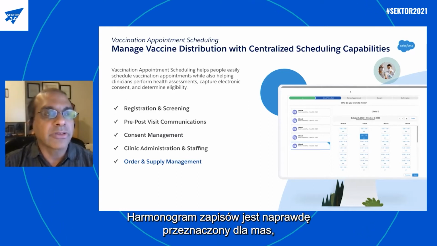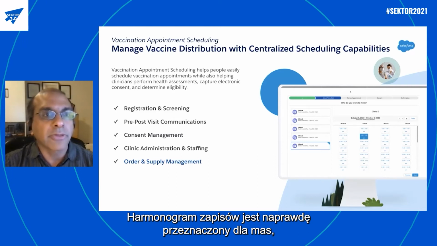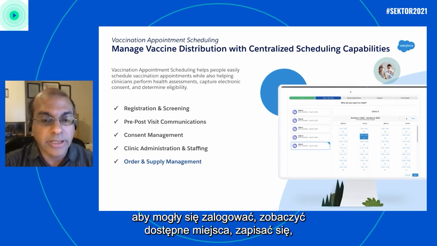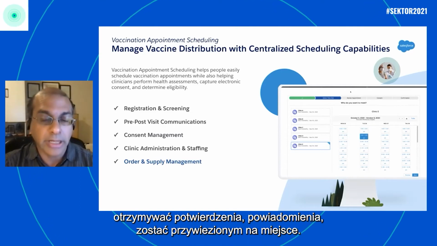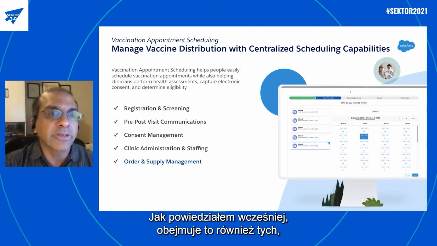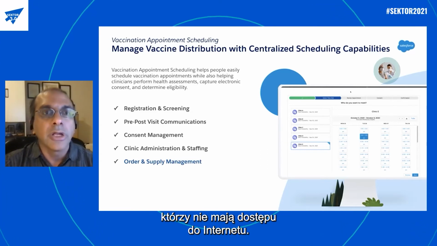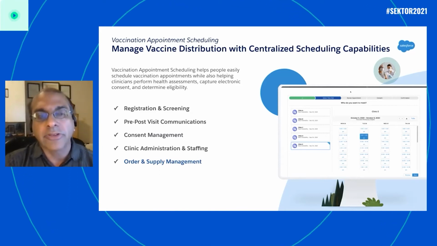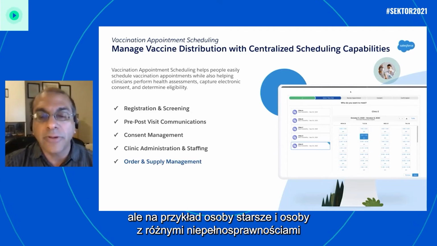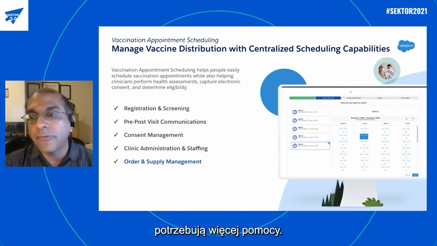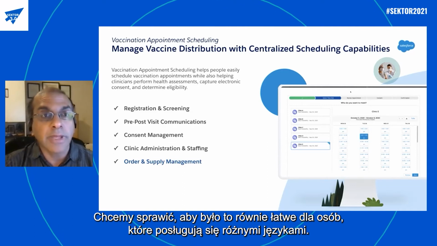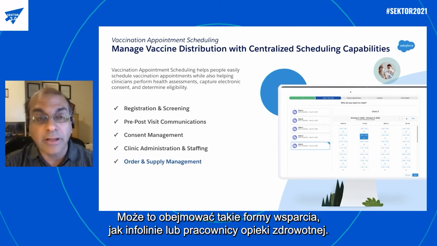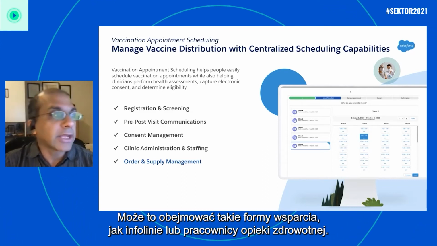And so the scheduling is really designed for the mass public, for them to actually log in, see their available slots, schedule it, get confirmations, get notifications, get brought in. And of course, as I said earlier, this also extends to those who don't have digital access. Many people who do have digital access can do it themselves. But for example, for elderly people or for people who have various disabilities who may need more help, for individuals who may speak different languages, we want to make it as easy for those individuals as well. And this may include all the way through things like telephone helplines or community healthcare workers.